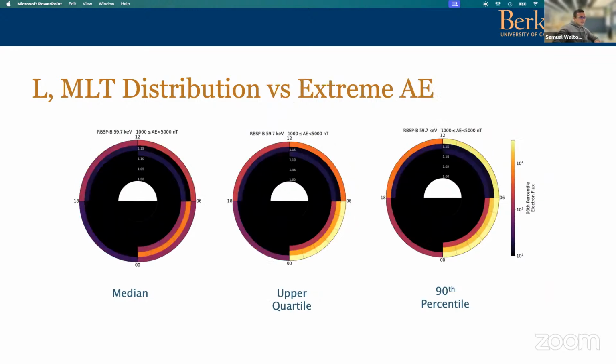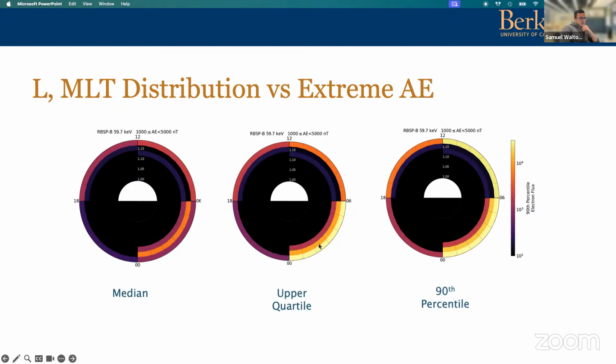So that's one thing. We decided to look at the same plots, L versus MLT, but with high AE values. So, just to capture as much data as we could, we went for between 1 and 5,000 nanotesla AE, the highest extreme of AE that we could look at and still have a good amount of data. And you can see, again, median, upper quartile, and then the most extreme data, which again should be 95th percentile. Apologies for that.